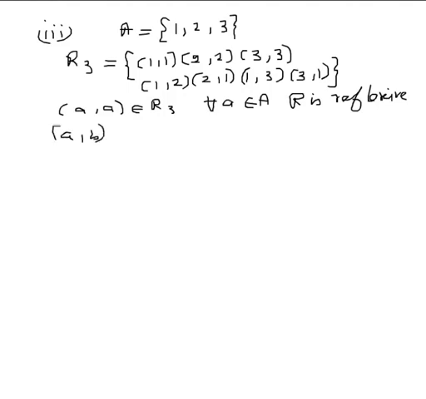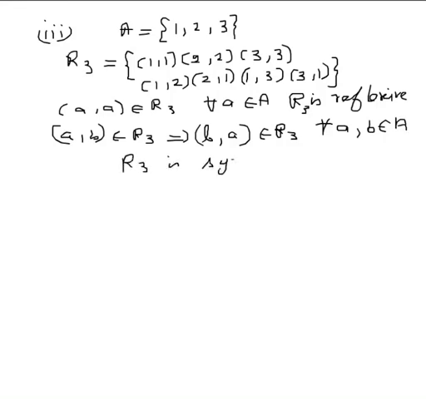Now, if (A, B) belongs to R3, R3 is reflexive, so we can say that (B, A) is also there: (1, 2), (2, 1), (1, 3), (3, 1) belong to R3, for any two elements A, B belonging to A. Therefore, R3 is symmetric.